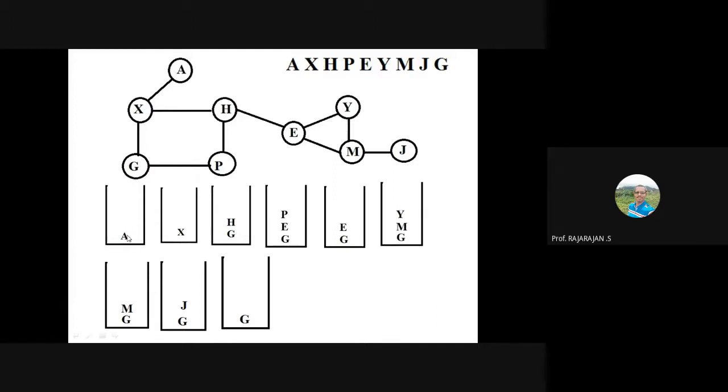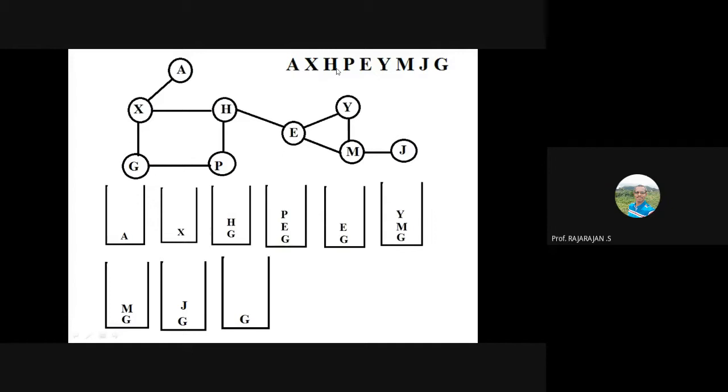So A is pushed into the stack, and then it is immediately popped and printed. And I identified X as the adjacent of A, pushed into the stack. Then X is popped and also printed, and its adjacent vertices G and H are inserted into the stack. Now H is popped out of the stack.